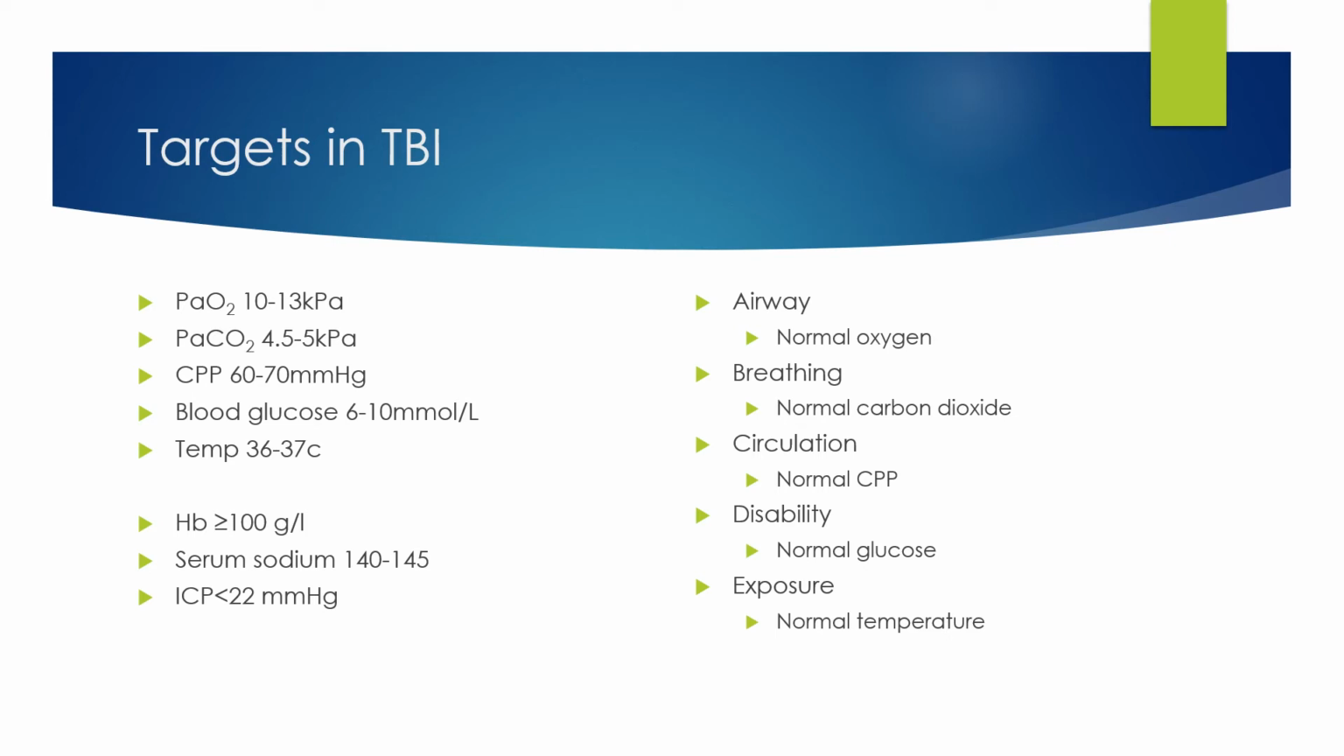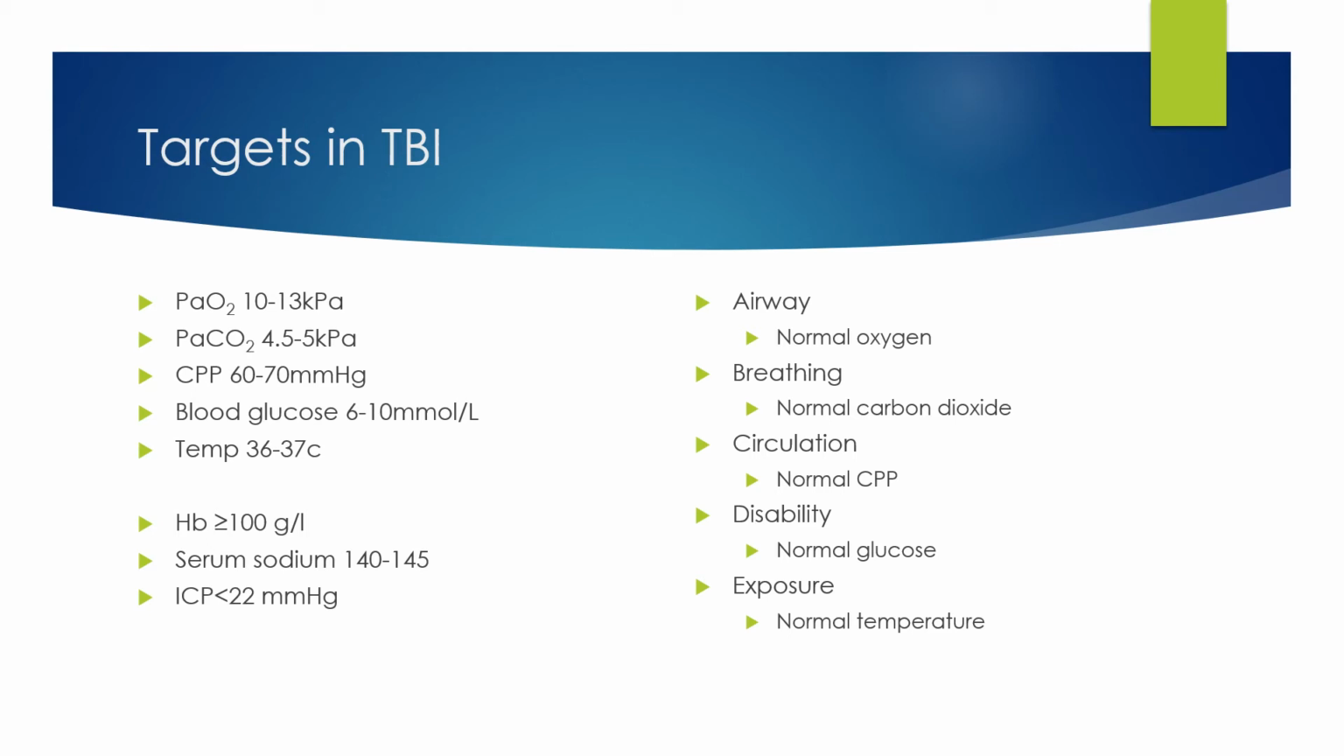Temperature, again, you're looking for normality, or more importantly, avoidance of pyrexia. We saw from previous talk on intracranial physiology that if temperature rises, blood flow to the brain increases, cerebral metabolic rate increases, and therefore intracranial pressure goes up. So you're looking to really avoid pyrexia. A normal temperature, 36 to 37 degrees C, is absolutely fine.